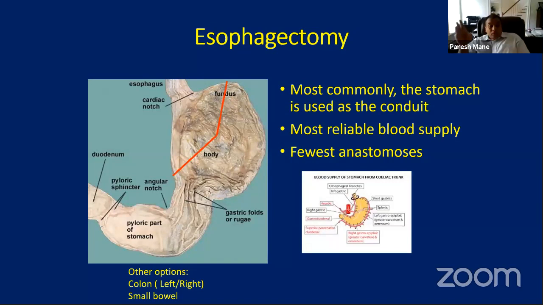You can even use small bowel. There's free flaps that people are talking about. They use the jejunal free flap, and then they do this microvascular anastomosis. I have never seen it or participated in any of that. Typically, for most of our needs, you'll end up using the stomach 95% of the time, and maybe once or twice a year, you'll end up using the colon.